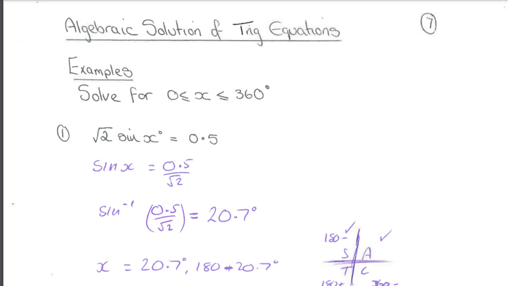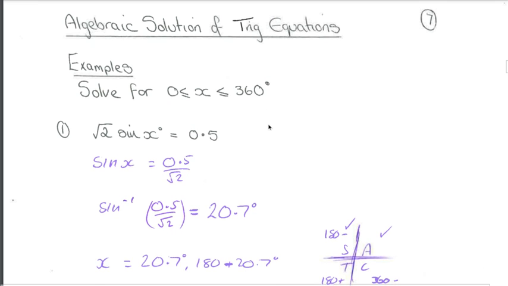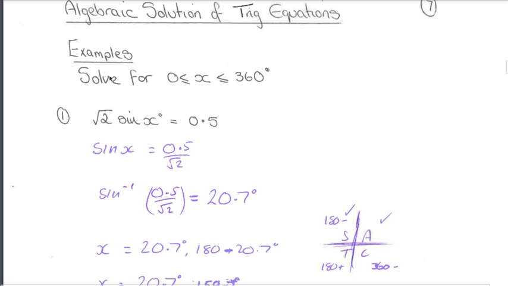So let's go straight into an example. This is a really National 5 question, so we'll have a look at it just to remind ourselves how to do these questions. So solve for x between 0 and 360 degrees: root 2 sine x equals 0.5.